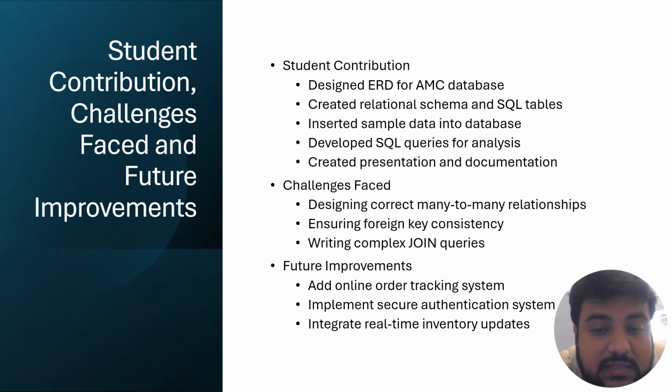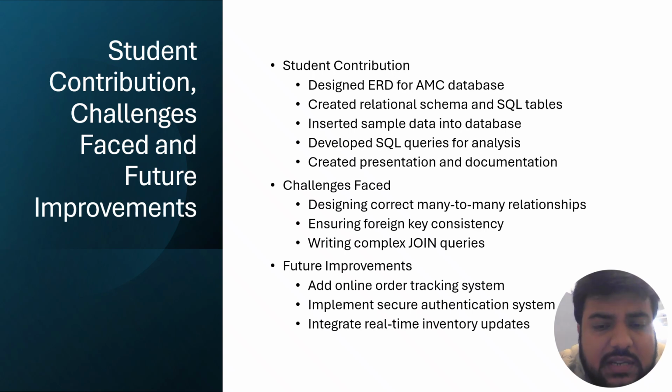We also faced some difficulty while writing join queries because combining data from multiple tables and getting the correct result was not easy initially, but after multiple practice sessions and running different queries, we were able to understand how join operations work and how they can be used to retrieve meaningful information.